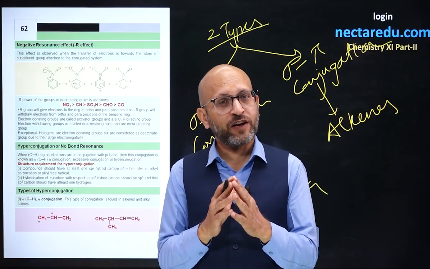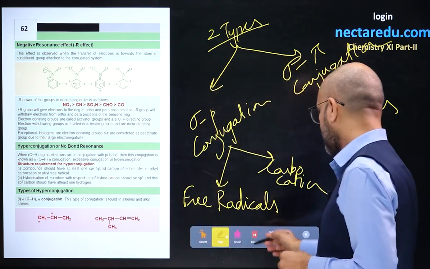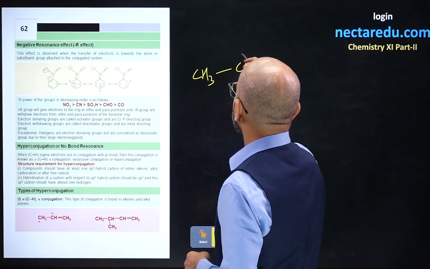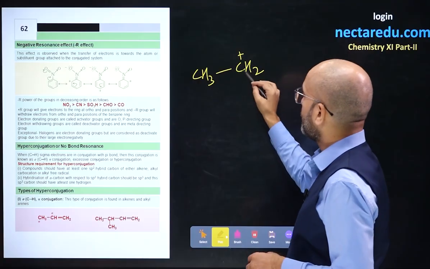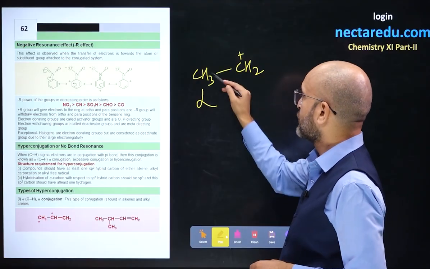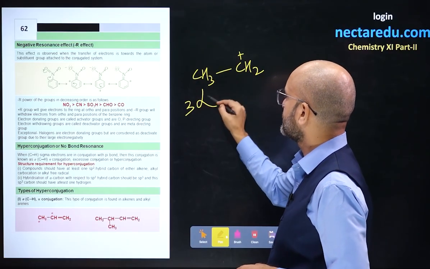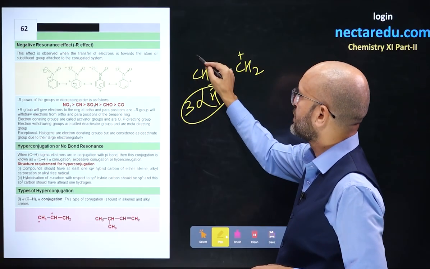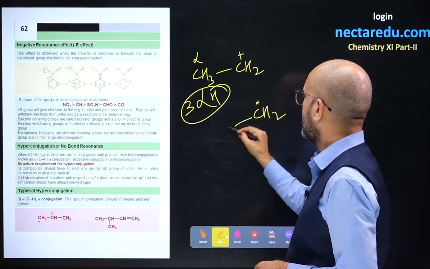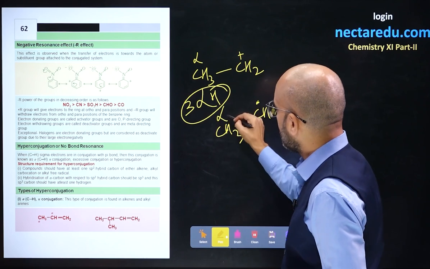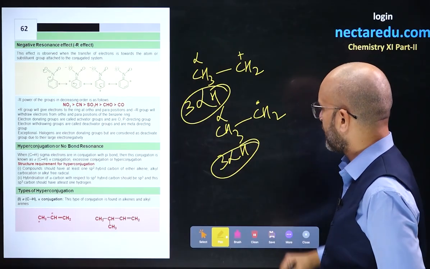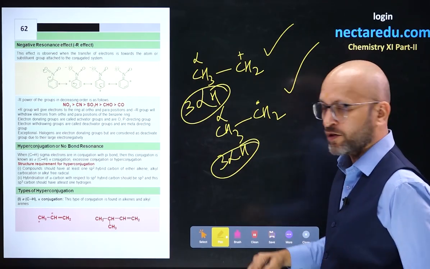The requirement is presence of alpha H, and I will show you with an example. What is alpha H? If I take a carbocation, the carbon adjacent to the plus carbon is known as alpha carbon, and the hydrogens present on this are called alpha hydrogens. So this one has 3 alpha hydrogens, because 3 hydrogens are present on the alpha carbon. Similarly, in a free radical, the carbon adjacent to it is alpha carbon, and the hydrogens present are known as alpha hydrogens. So 3 alpha hydrogens are present over here. This can show hyperconjugation, this can show hyperconjugation.